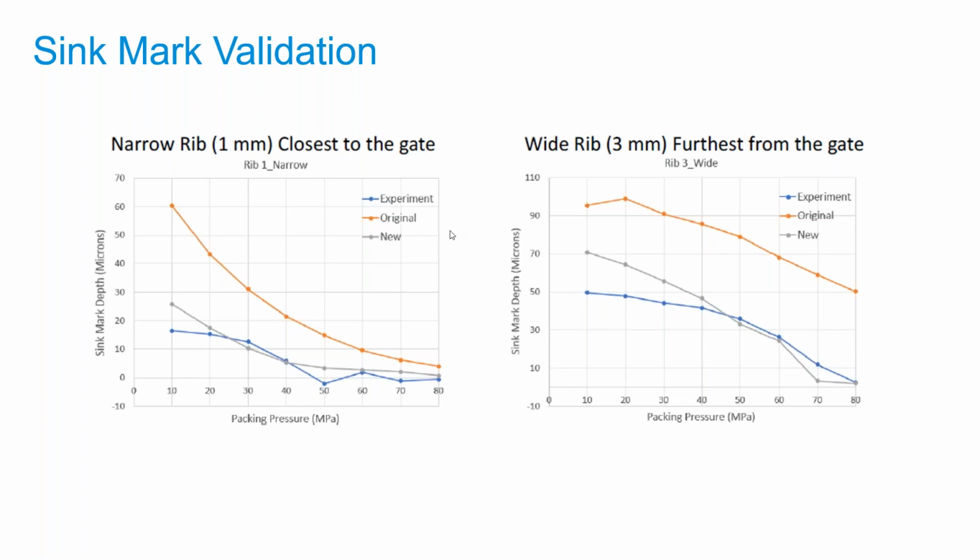Here's a little closer look at experimental results versus simulated results, and you can see how much closer in gray there it came to the experiment in blue compared to 2019 in orange here. So that's for both the 1 millimeter rib and for the 3 millimeter rib. So the sink mark predictions are getting better in 3D.